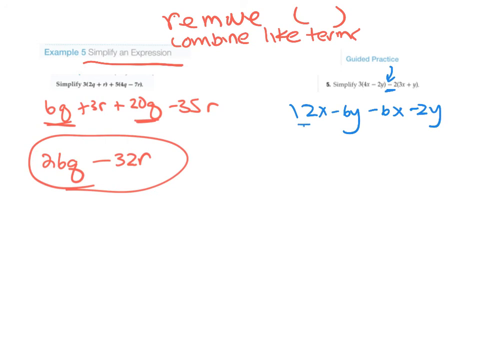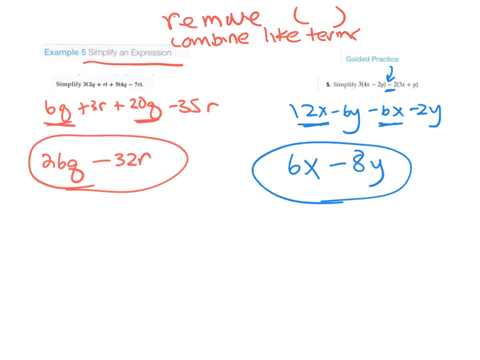Now I can combine like terms. I have a 12x and I have a negative 6x. When I add them up, I get 6x. And negative 6y and a negative 2y gives me a negative 8y. Once again, I'm in alphabetical order, so I've simplified my expression.